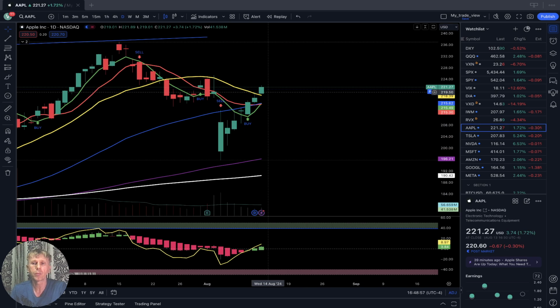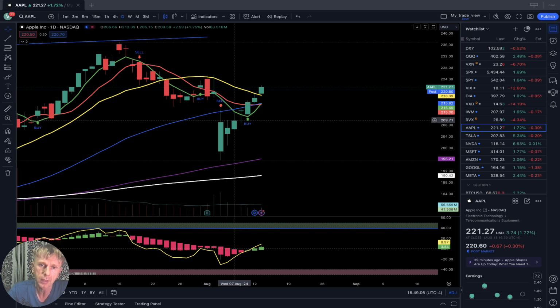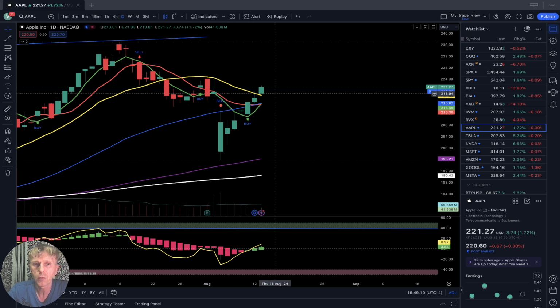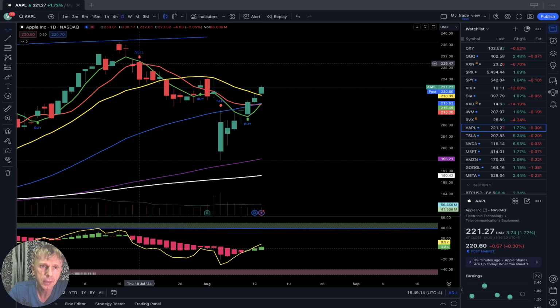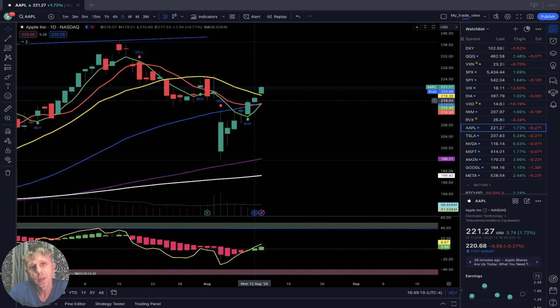Apple plus 1.72%. It did a nice bullish crossover and closed above SMA 20. Straight 7 days, right? 7 days of straight green bars. Powerful move for Apple, bullish trend. It has some small gap on the top, but the large gaps were filled, were closed.